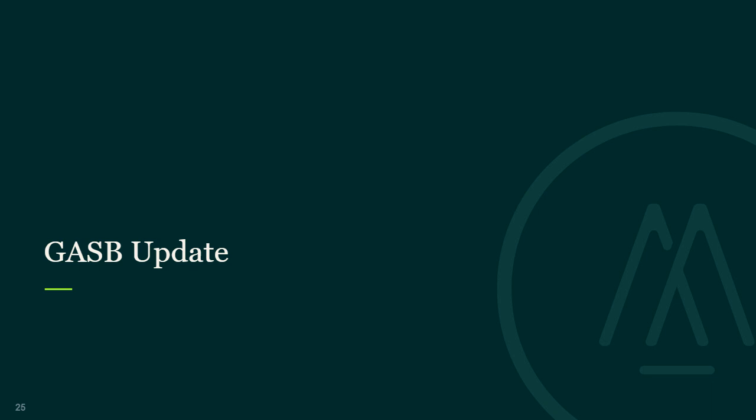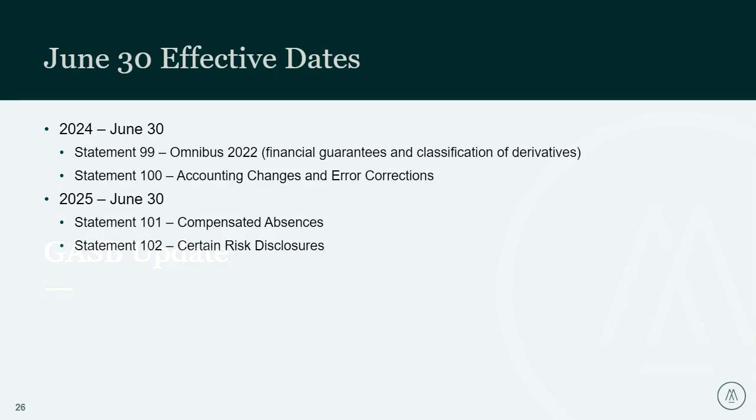Hilary Tanneberg, Senior Manager with Moss Adams, working primarily with not-for-profit organizations and higher education institutions, with a focus in single audit. So next, we are going to cover some GASB updates. There were a couple GASBs already effective June 30, 2024. That was Statement 99 related to financial guarantees and classification of derivatives, and also Statement 100, accounting changes and error corrections.